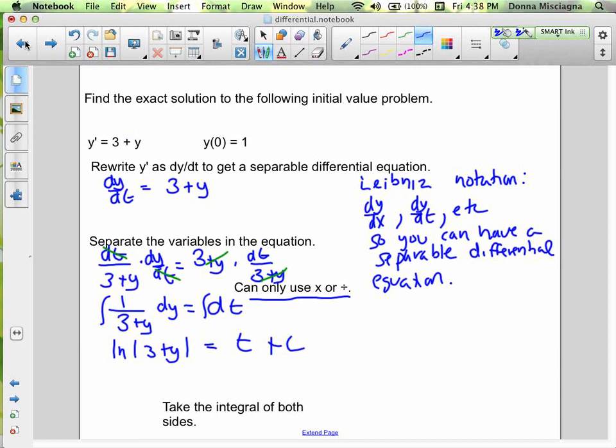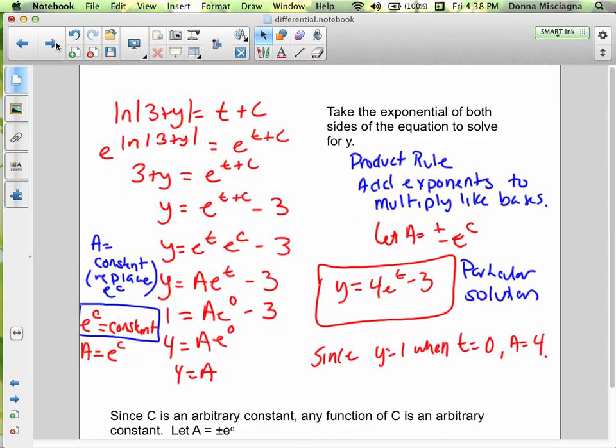So where we left off is we have natural log of 3 plus y equals t plus c. All right, we've taken the integral, and now we're going to exponentiate so we can get our y out of there. So we have e to the natural log of 3 plus y equals e to the t plus c. E and natural log cancel. I've got 3 plus y equals e to the t plus c. And now I'm separating out that e to the t plus c, and rewriting that as e to the t times e to the c. So I've got y equals e to the t times e to the c minus 3.